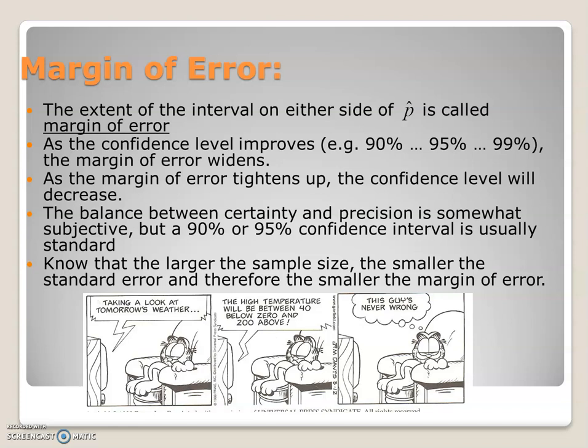It says the balance between certainty and precision is somewhat subjective, but we typically use a 90 or 95% confidence interval. I have absolutely seen them ask about others, and I'm pretty sure I provide worksheets with other confidence intervals, but 90 and 95 are the most popular. Make sure you know that the larger the sample size, the smaller the standard error, and therefore the smaller the margin of error. This is one of those units where you just want to write everything on these PowerPoints down because it has so much good information. You have the little cartoon. Feel free to pause the video and look at that.